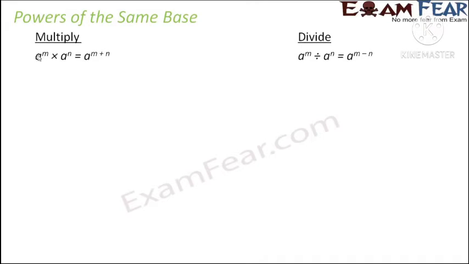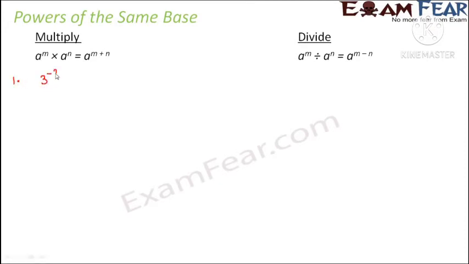So let's start with powers of the same base. But this time, the examples that we will take will consider only the negative exponents. So what happens when we multiply or divide powers with the same base? It says that a to the power m into a to the power n is a to the power m plus n. So let us take one example.